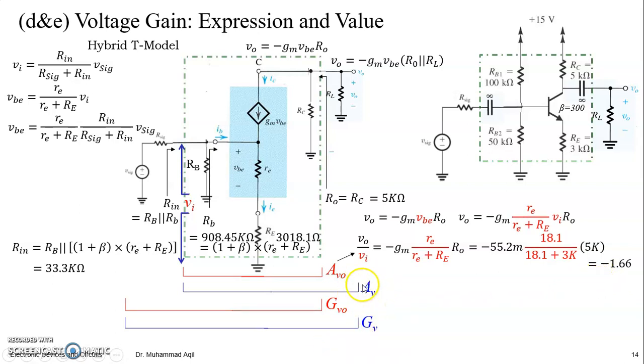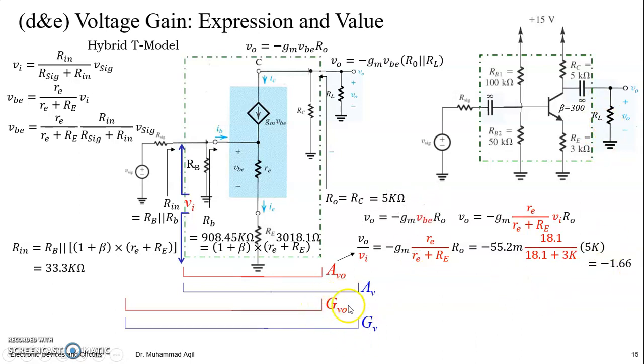And you have to find AV yourself. So for AV, all these things will be the same, just R naught will be replaced with R naught parallel to RL, right? This R naught is RC. So 5K parallel to RL, which is 5K given in the initial slides, gives 2.5K. It means your gain is reduced by half. This AV will be reduced by half for this RL, right? So you have to find it yourself.